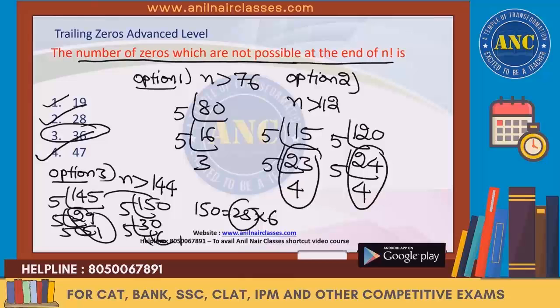That means if you check it out, 47 is possible. I hope the idea is clear. 5 16s are, 5 3s are, 16 plus 3 is 19. The first option is possible. The second option, 28, is also possible. The third option is not possible. So the answer for this question is 47. I hope this is clear. Trailing zeros, advanced level. Next one.